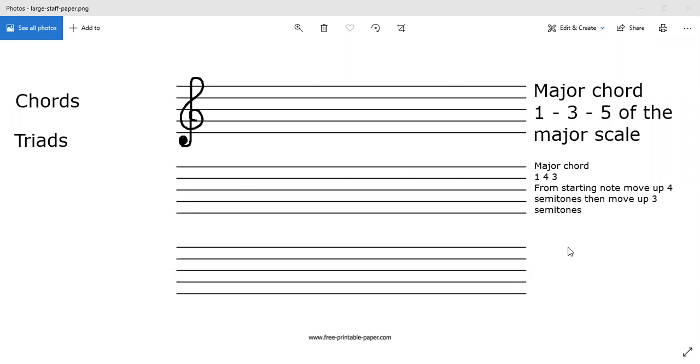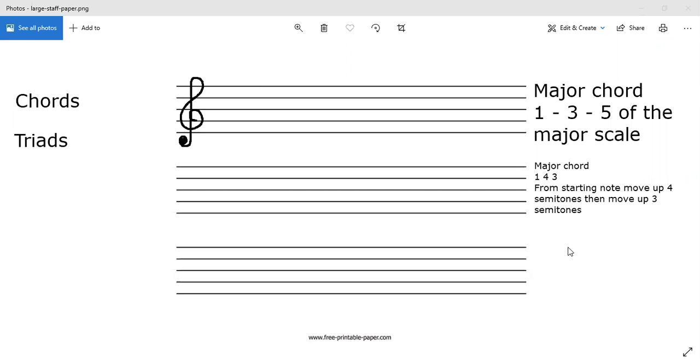In this video, we're going to look at chords and triads, and we're going to look at inversions, and we're going to look at how we can make major chords and minor chords very easily. So the first thing we need to know when we're trying to construct a major chord, there's two good ways to form a major chord.